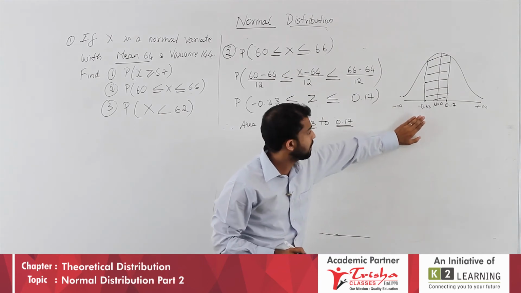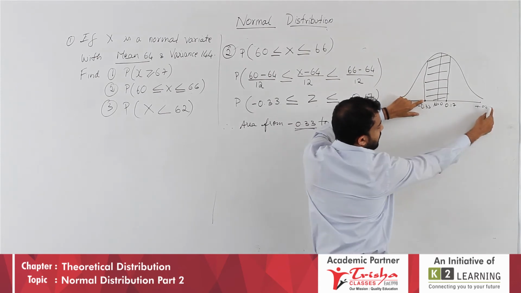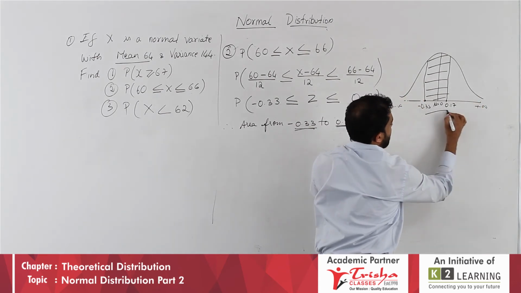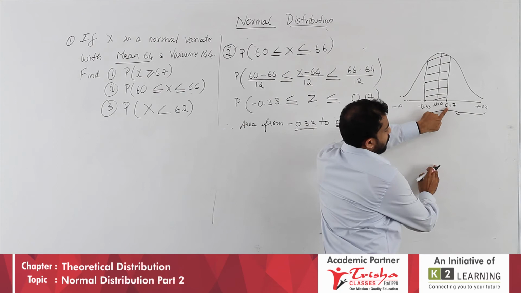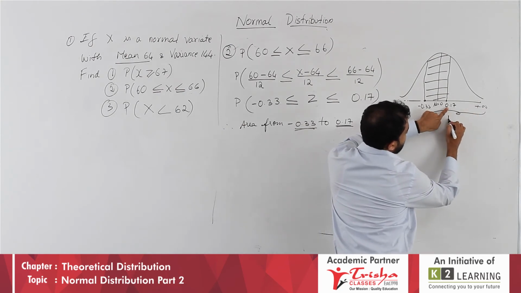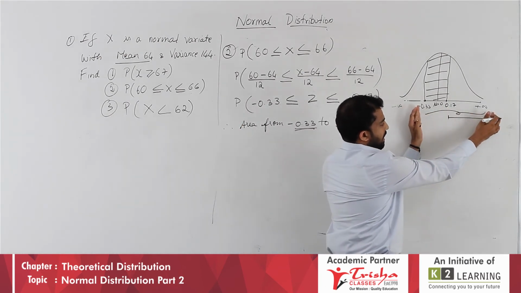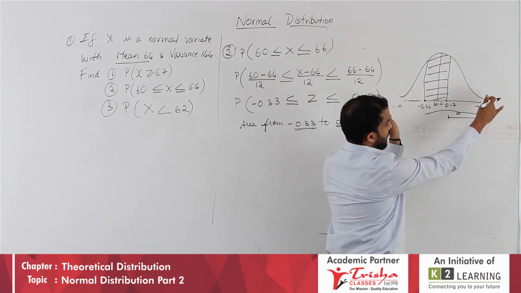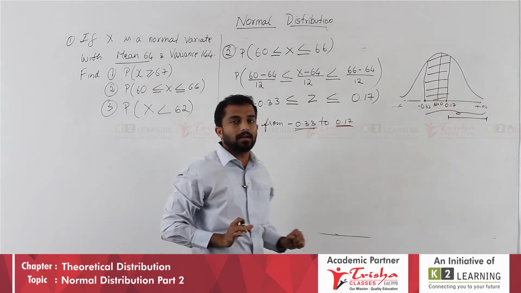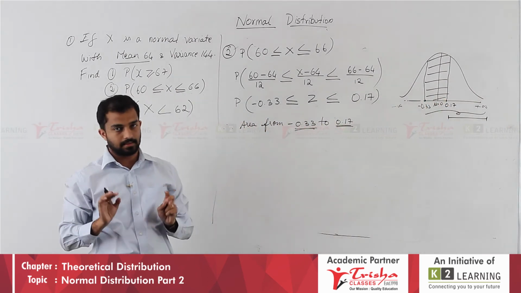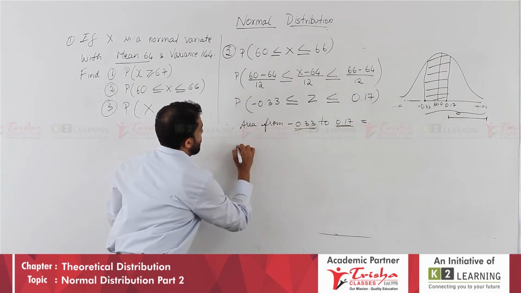You need to find first, from minus 0.33 till here, the entire area. This much area we will find out. Next, we will find out this area, from 0.17 till here, this entire area. Then what can we do? It's easy. This entire area we have found out, and this area we have found out. When I subtract the smaller area from this larger area, I will get the required area's answer.